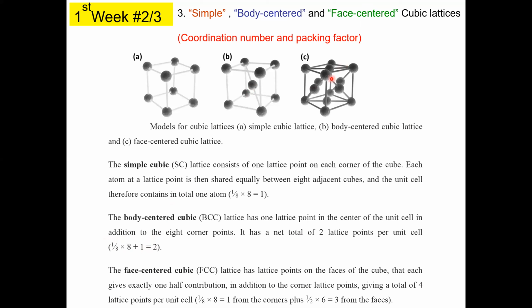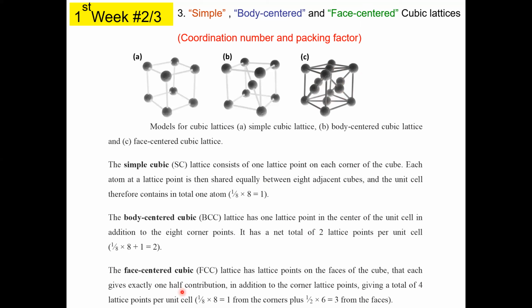Let's move to the FCC lattice, or the face center cubic lattice. It has lattice points on the faces of the cube. So for one cube, how many faces do we have? Look around, we have 4, and up and down, top or bottom. So 4 plus 2 is 6. Total will be 6 faces.